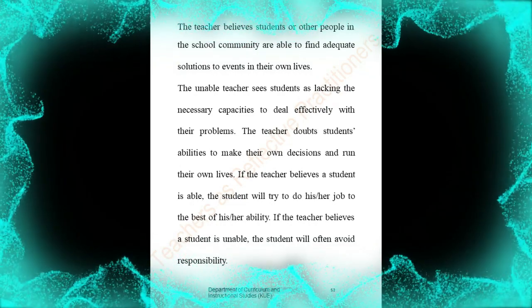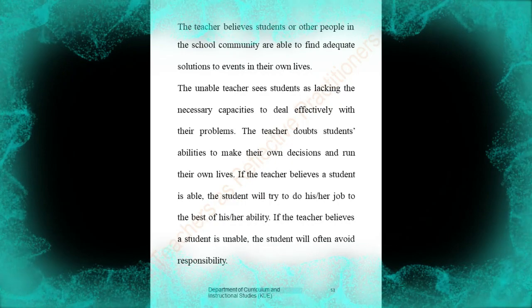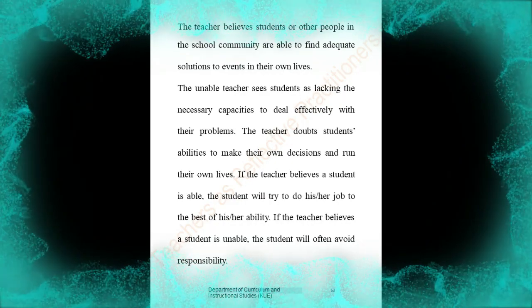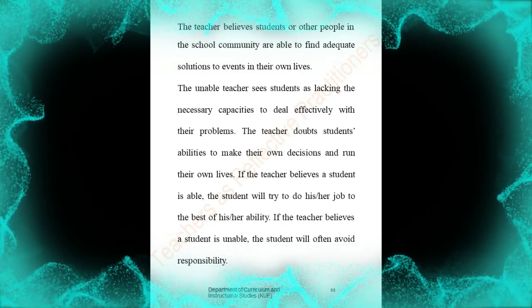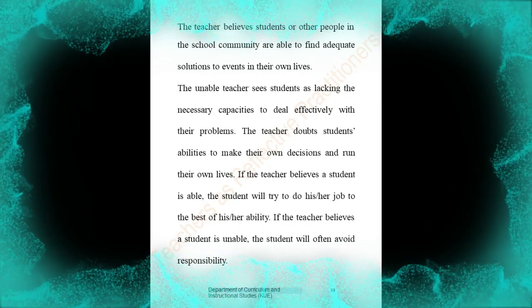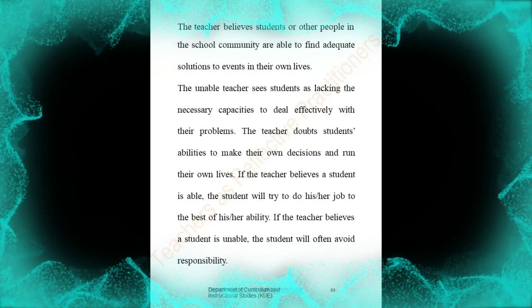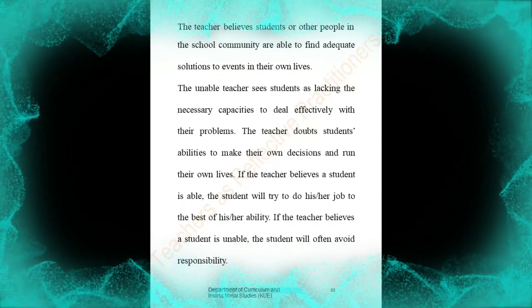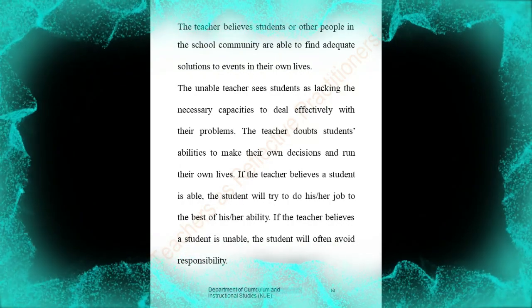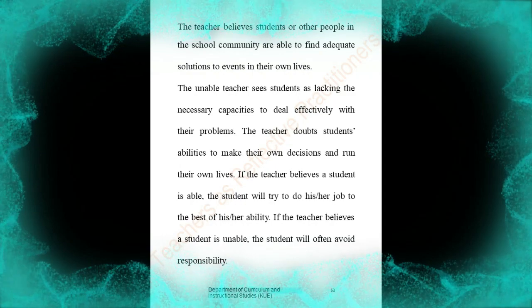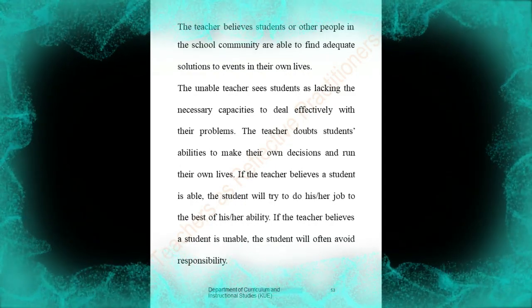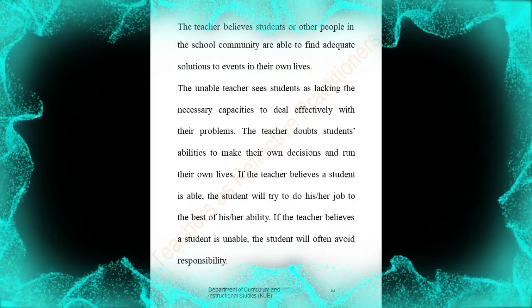their own lives. The unable teacher sees students as lacking the necessary capacities to deal effectively with their problems. The teacher doubts students' abilities to make their own decisions and run their own lives. If the teacher believes a student is able, the student will try to do his/her job to the best of his/her ability. If the teacher believes a student is unable, the student will often avoid responsibility.